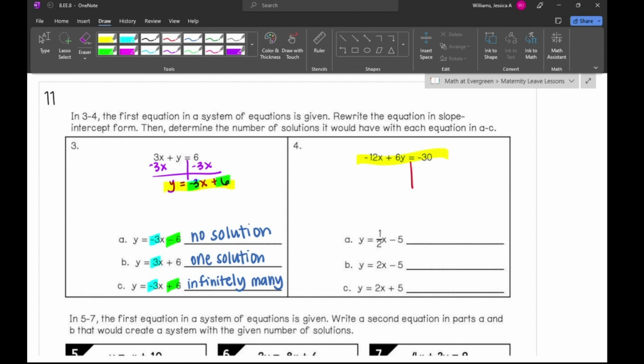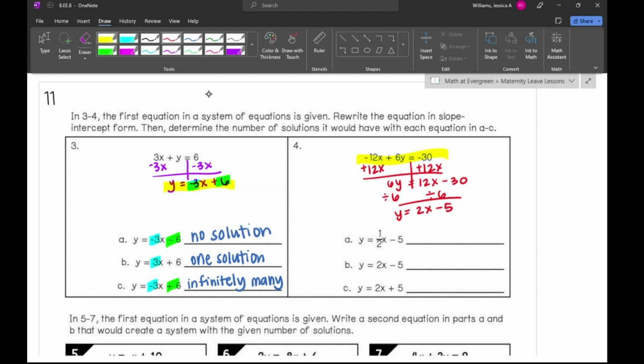Alright, so when we did this, we should have moved that negative 12x by adding 12x. That gives us 6y is equal to a positive 12x minus 30. Then we would divide both sides by 6. That left side becomes y, and the right side we have to divide everything by 6, so 12x divided by 6 would be 2x, and negative 30 divided by 6 would be negative 5.